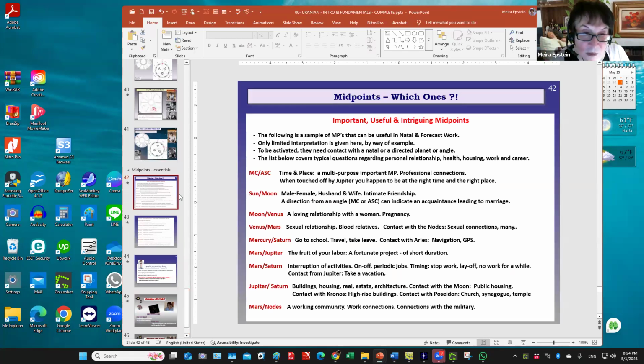Midpoints, which ones? There are a gazillion midpoints, right? Everything can do a midpoint. You can get millions of them. So we don't go for millions. We go for those that matter. Now, what is it that matters?